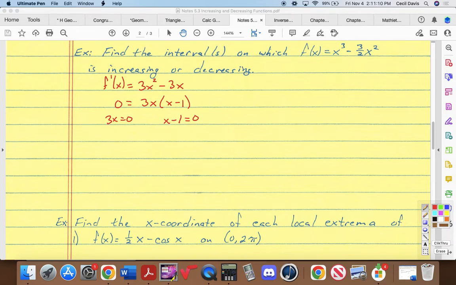Most common mistake on a problem like this is ignoring this first part. You're so used to looking in parentheses and going, oh yeah, because I factored this. Don't forget any variable out here. So either x is 0 or x is equal to 1. So I'll partition my number line like so.